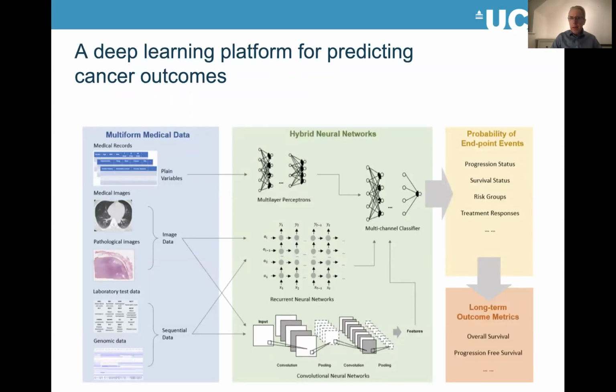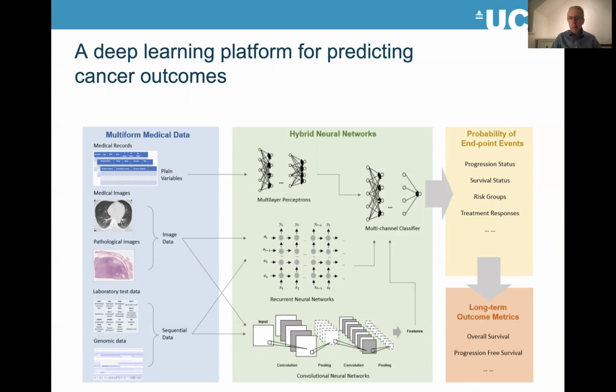I want to talk a little bit about some of the work we've been doing at University College London. We've built a deep learning platform for predicting cancer outcomes. The blue box on the left shows the types of inputs that we can have. For example, medical records that contain lots of information about the patient, digital data, for example, MR, CT, nuclear med images, pathology scans, and then biological data, blood tests, tissue biopsy, genomics, and various analytical techniques.